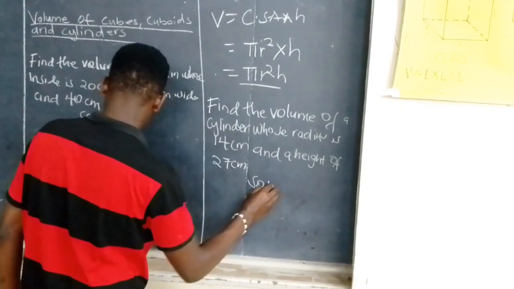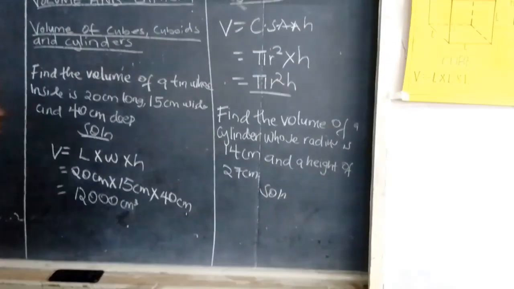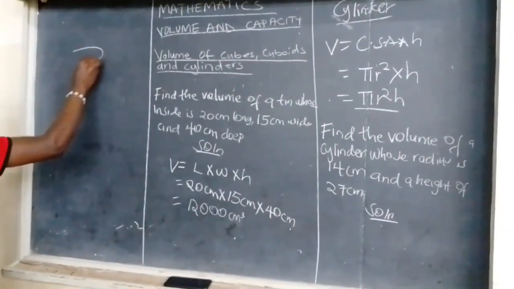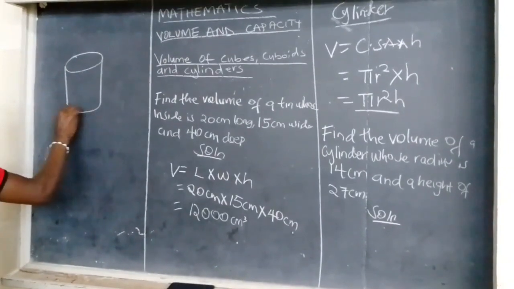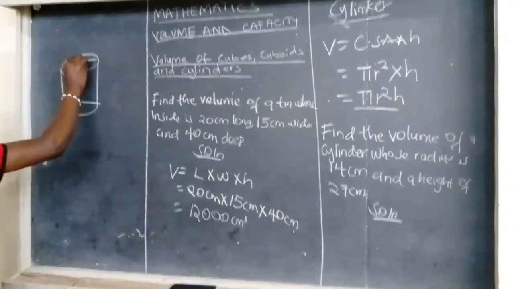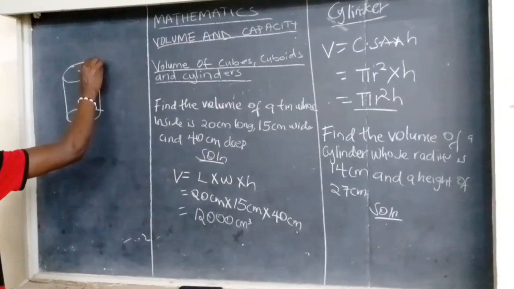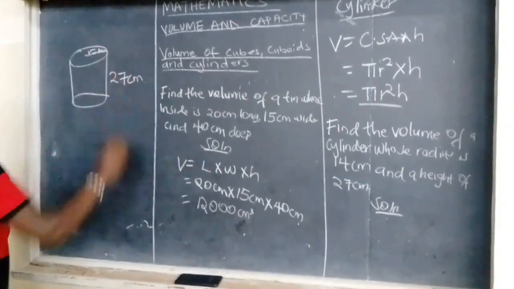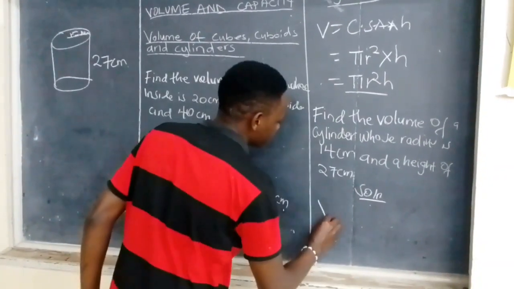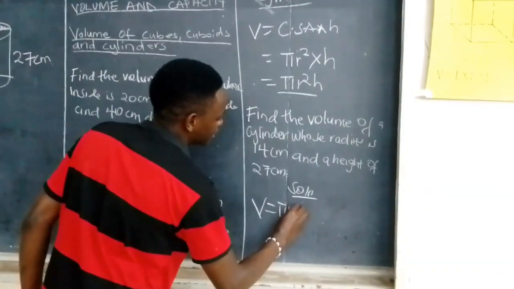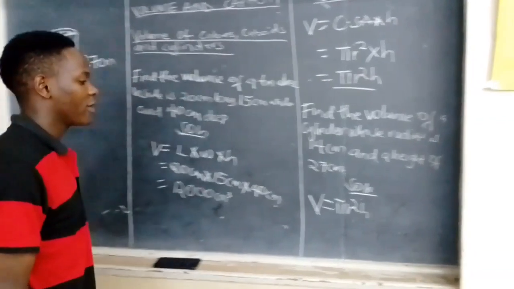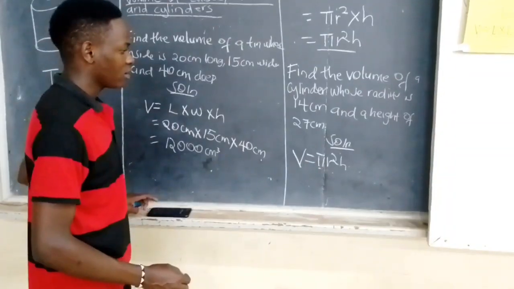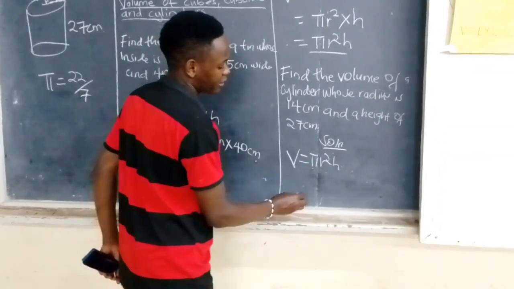Solution part. For you to be able to solve this problem, first you need to draw a sketch. You have a cylinder whose radius is given as 14 centimeters and the height is 27 centimeters. So from the formula, volume is equal to pi r squared height, where pi is always given by 22/7.